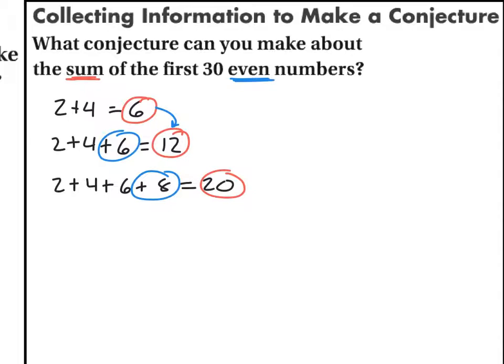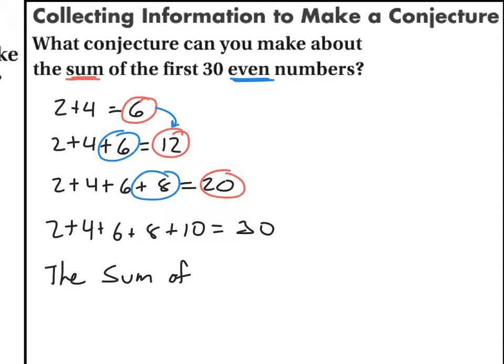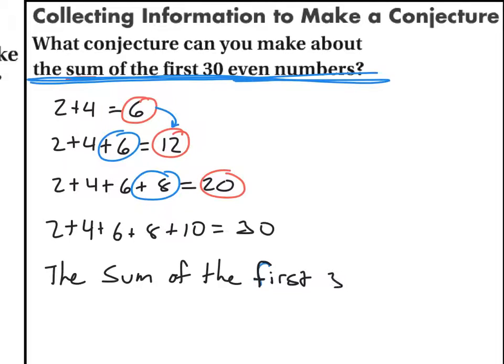Let's go ahead and see if we test it again. What's 2 plus 4 plus 6 plus 8 plus 10? 30. Is it even? Hey, that is a usable conjecture then. We can say that the sum of the first... Now here's a key thing. I am restating the question, what they wanted me to find a conjecture for. I am restating that. The sum of the first 30 even numbers will be even.